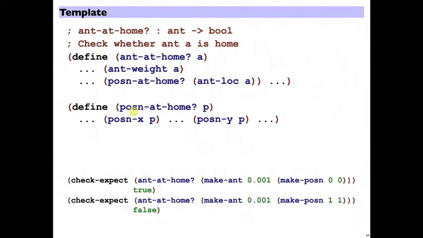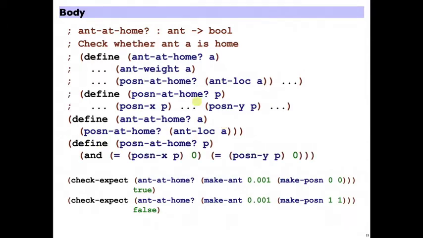And the way we handle that other template is, well, it takes a posn. Is posn compound data? Yes. And so we pull out the two pieces there. And then when you finish up the whole program, it'll look something like this. There are the templates intact. We discover that the ant weight is not really relevant, so ant-at-home is just checking whether the posn is at home, and there is posn-at-home.